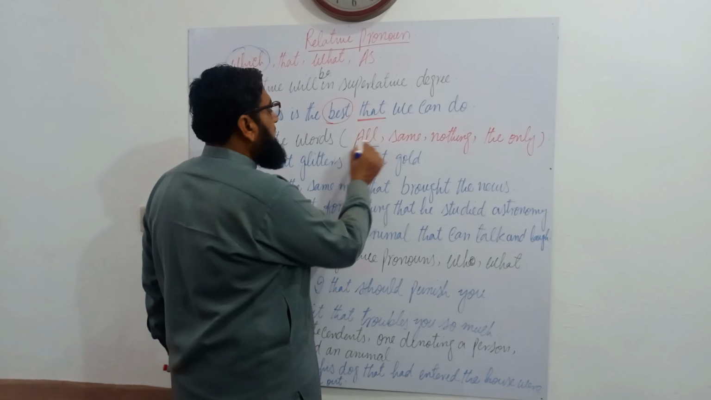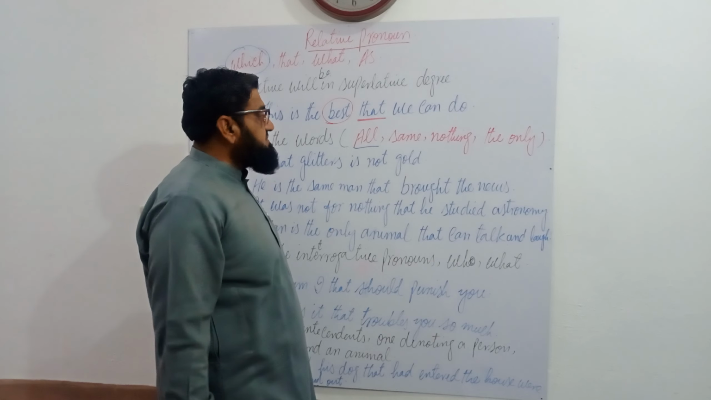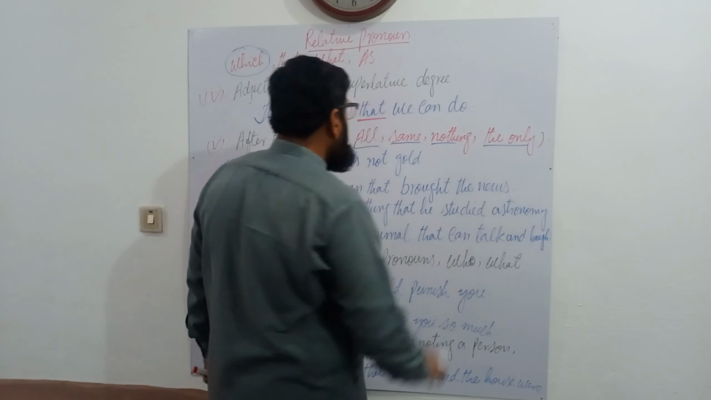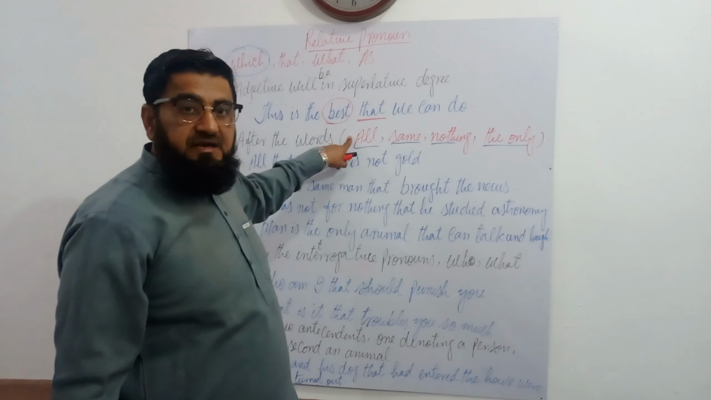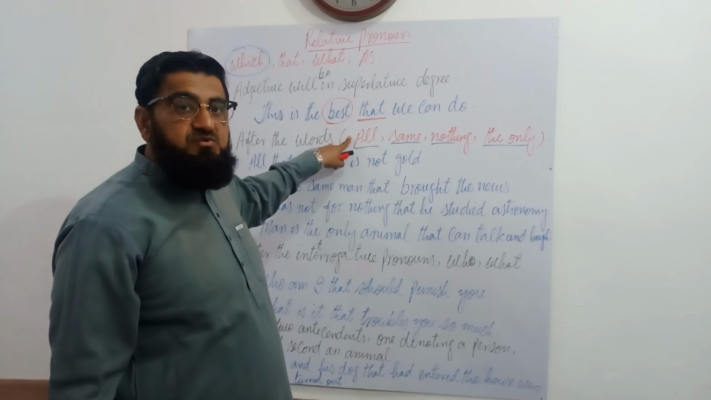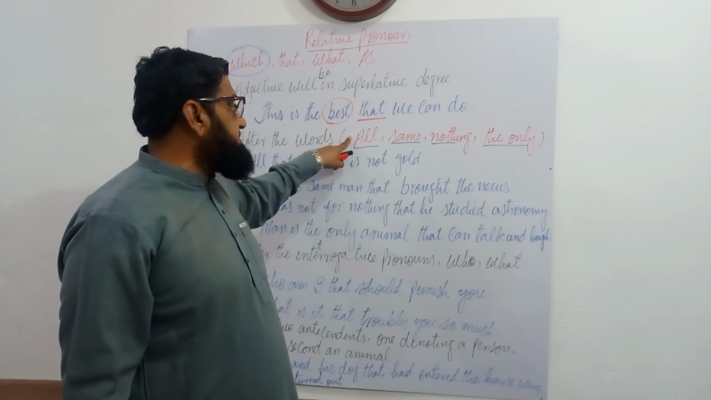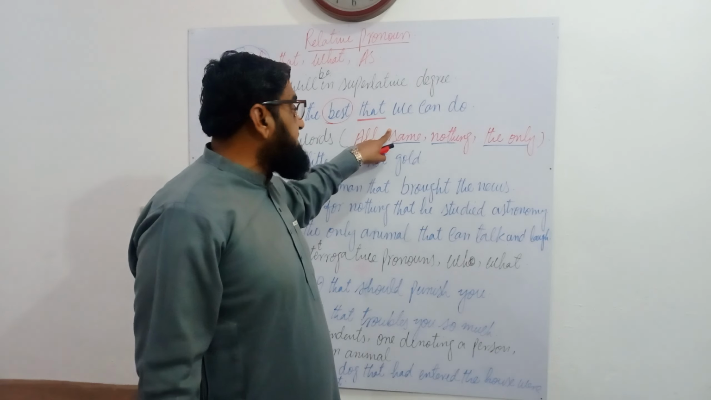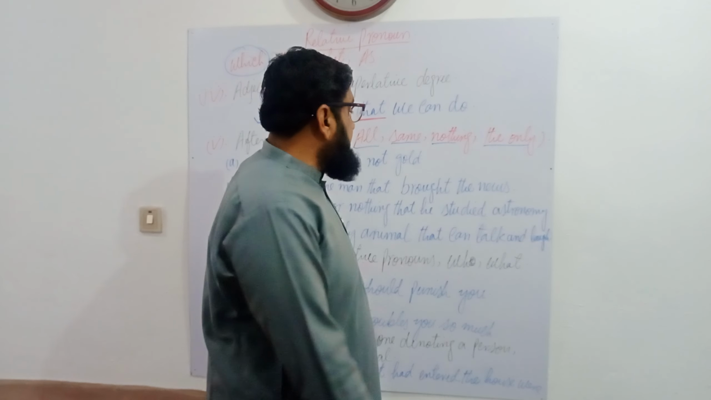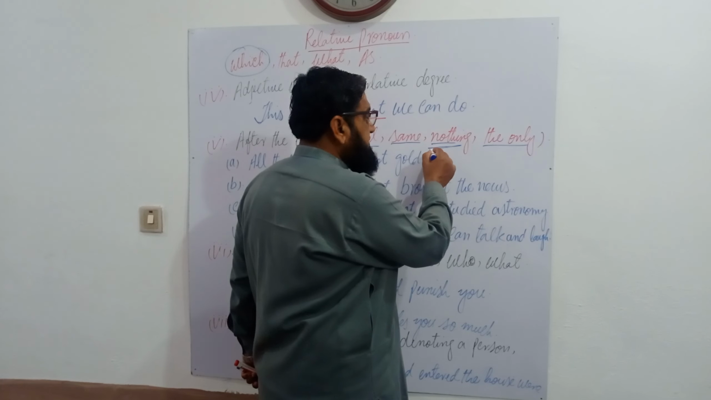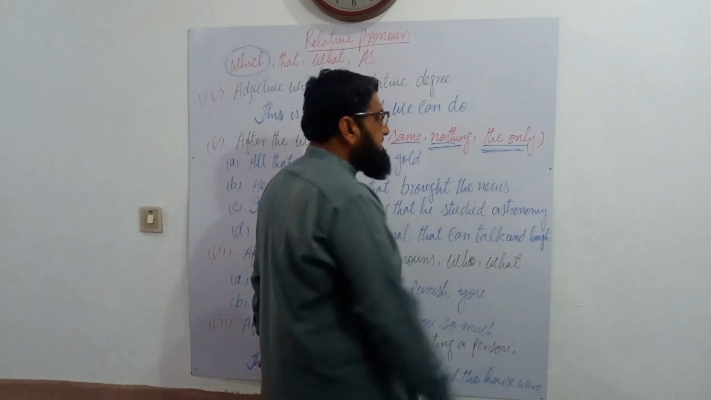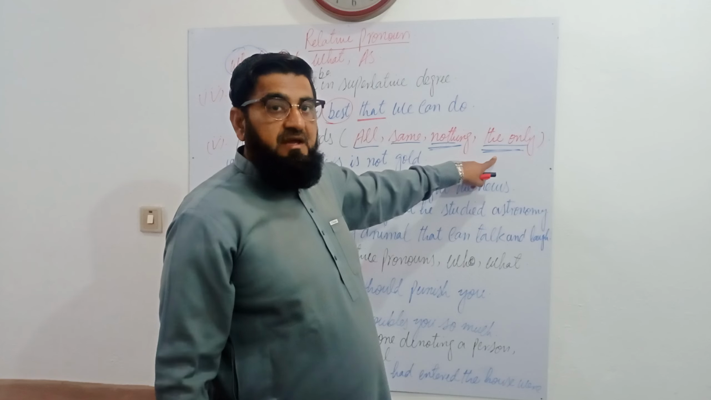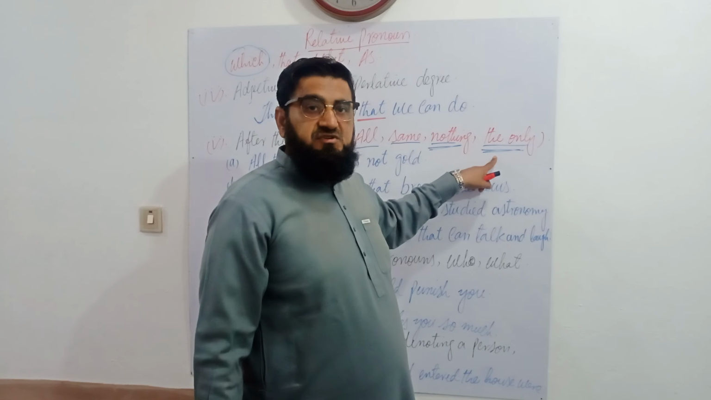All. When all is used in a sentence, same, nothing, the only. When there is all in a sentence, you will use not who, which, whose, you will use only that. When there is same in a sentence, we will only use that. When there is nothing in a sentence, we will use only that. When there is the only in a sentence, we will use only that. So keep in mind, that is a very strict grammatical restriction.